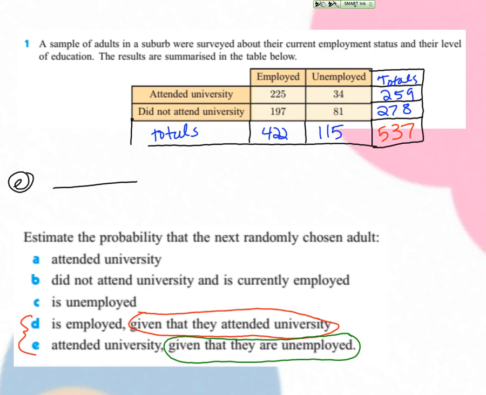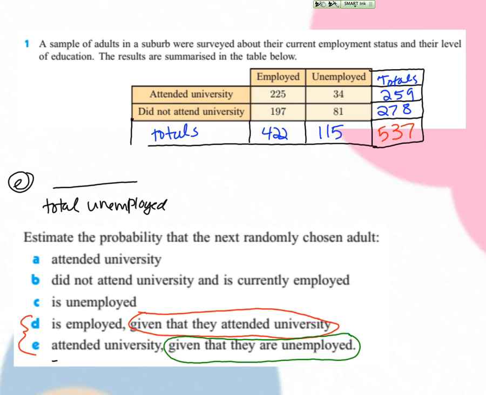So what did you guys get for your decimal? 296, 296, I saw 296 back there. So if you did not get 296, make sure you listen up. Since it says estimate the probability that the next randomly chosen adult attended university, given that they are unemployed, it means, again, we're not looking at the whole population of the survey. We are only looking at the unemployed. So that would be total unemployed.